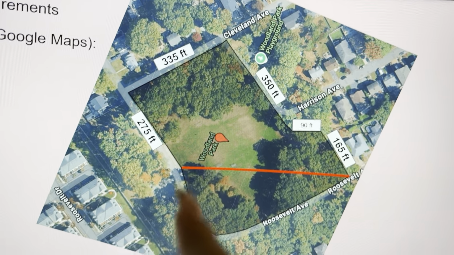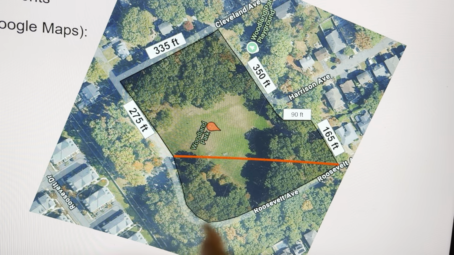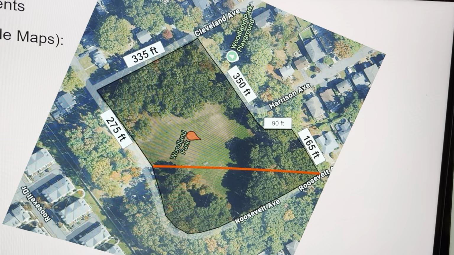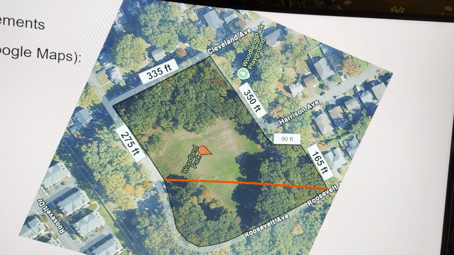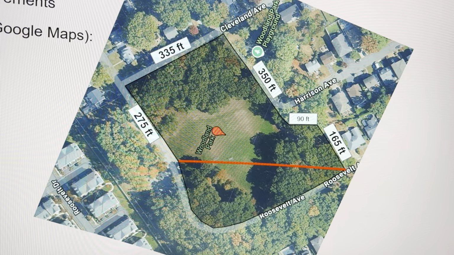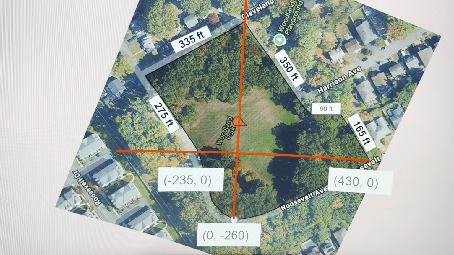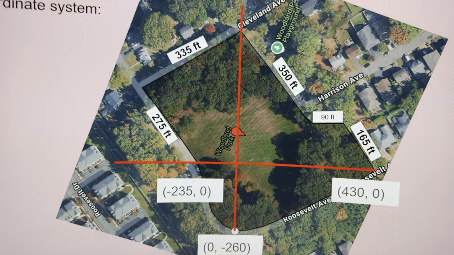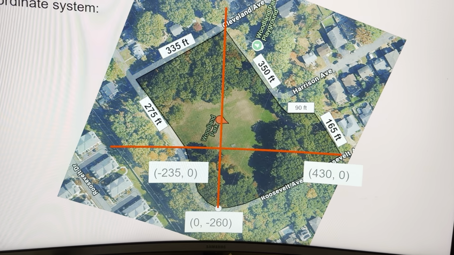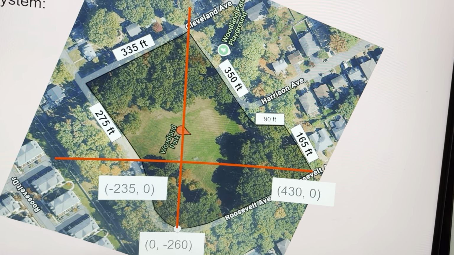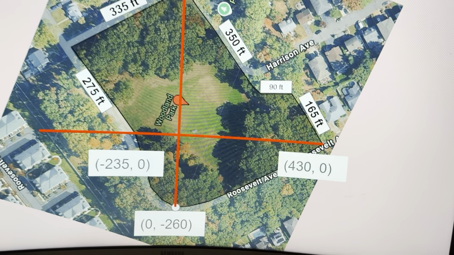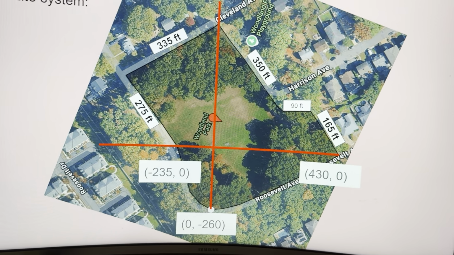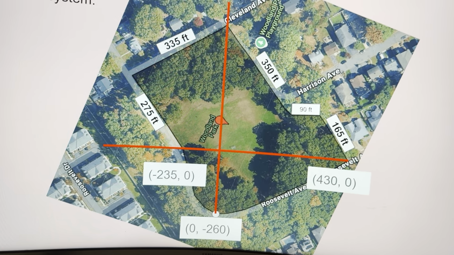So I need to calculate the actual length of this, assuming that it was a quadratic, in order to get the total perimeter and then find out how many laps I would have to run. So I used the arc length formula, well, before I did my arc length formula, I had to create a coordinate plane. So by doing this, I found that my x-intercepts were negative 235 and 430, and my y-intercept was negative 260. And I got these measurements by using Google Maps' ruler feature as well.